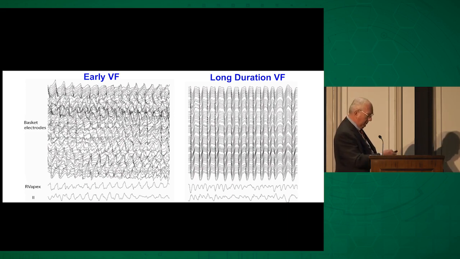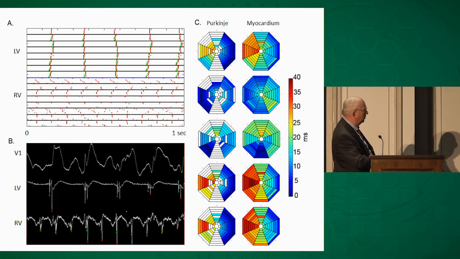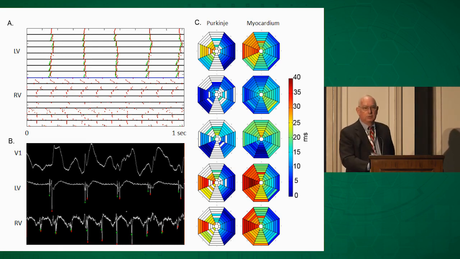Well, we mapped those out, and here's an example. This is 1 second of data. Here are the 64 electrodes from the LV, 8, 8, 8 on each strut. Here's the RV. Every time we thought there was a muscle activation, which we're showing here with the red, we put a red bar, and every time Purkinje, which is green, we put a little green bar. Notice that the 2 ventricles are dissociated. The RV is going twice as fast as the LV.